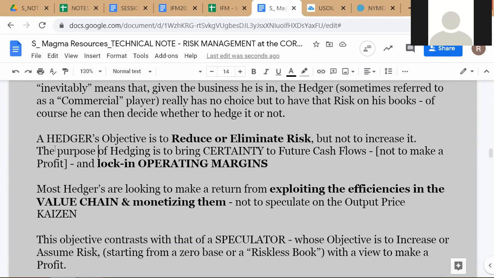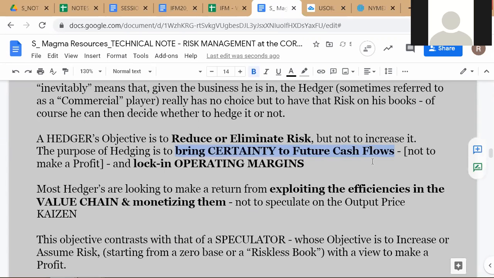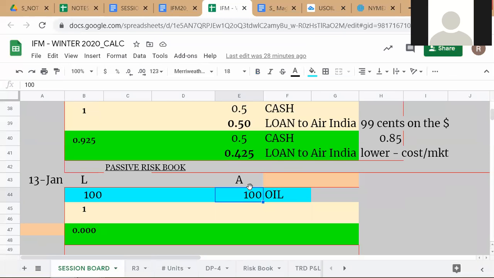So the whole goal of a hedging program is to reduce or eliminate risk, bring certainty to cash flows. Okay, this is another important term to understand. This is really the objective of hedging, not to make a profit. You understand what is meant by certainty to cash flows? Once I'm able to hedge, you'll understand the hedging. Once you understand the hedging process, you'll understand it better.